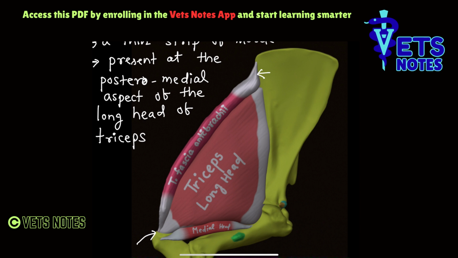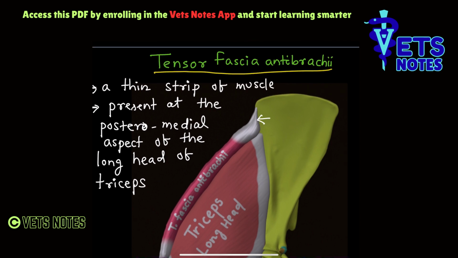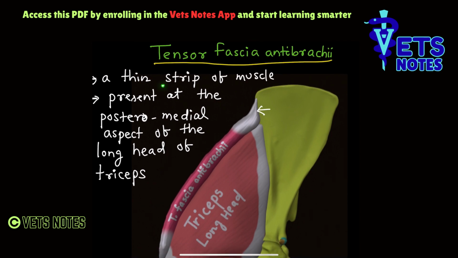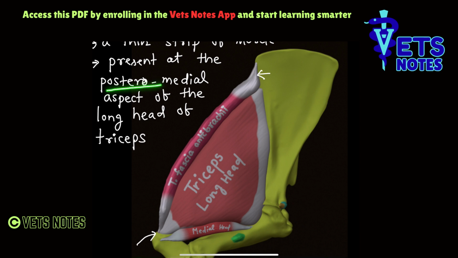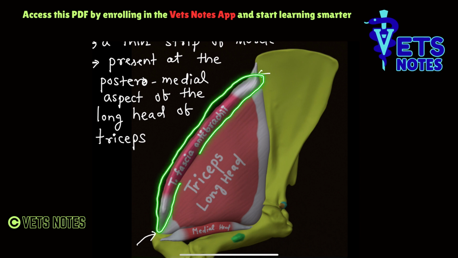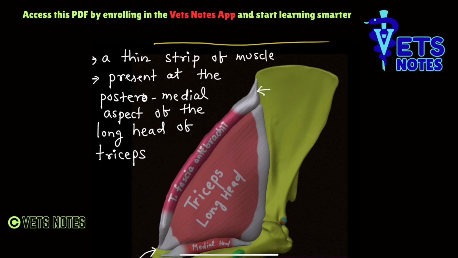You can see this muscle. So this muscle is your tensor fasciae antebrachii muscle. It is a thin strip of muscle present at the posteromedial aspect of the long head of tricep. You can see this is the long head of tricep. This is the posteromedial aspect of the long head of the tricep. So here you will find this muscle, tensor fasciae antebrachii muscle, a thin strip of muscle.